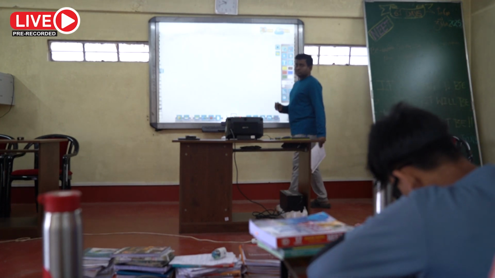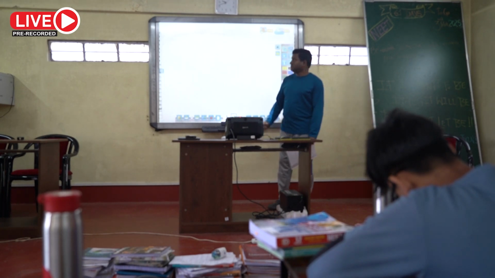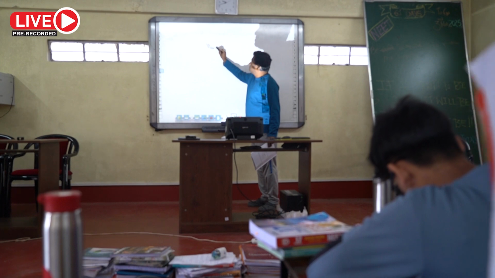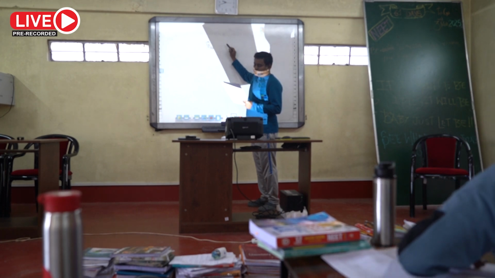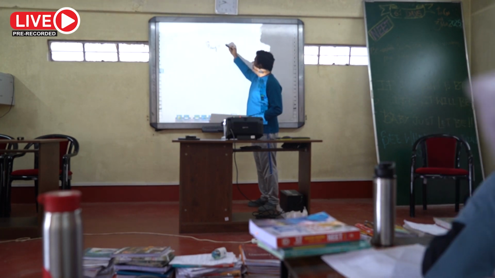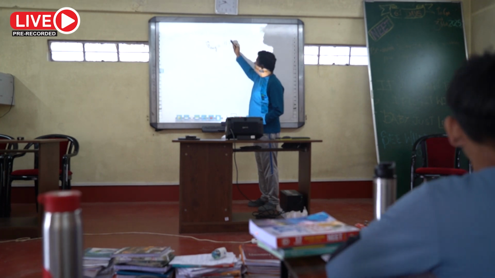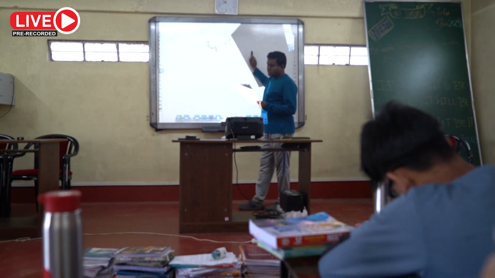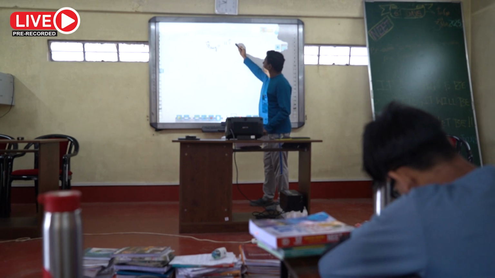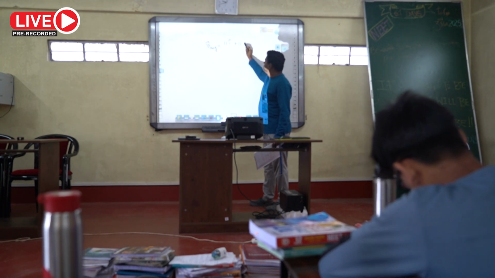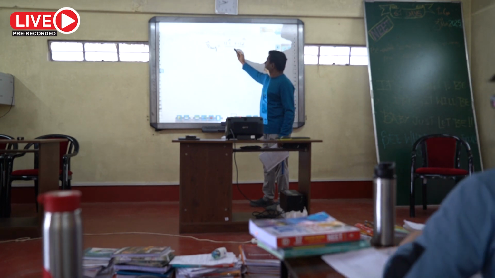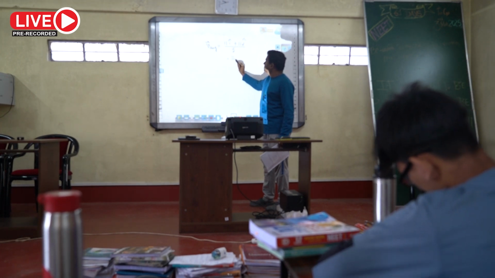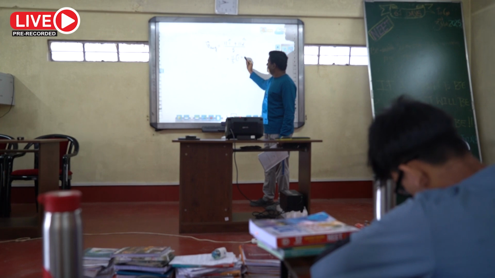See, average velocity means total displacement by total time. So v average will be the final x coordinate minus the initial x coordinate, that is 13 minus 2, that is 11 i cap. Then the final y coordinate minus the initial y coordinate, that is 14 minus 3, that is also 11 j cap, divided by the time interval 0 to 5 seconds, 5. So the answer is 11 by 5 (i cap plus j cap).